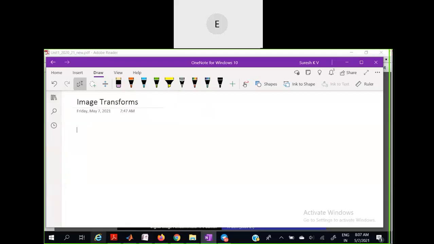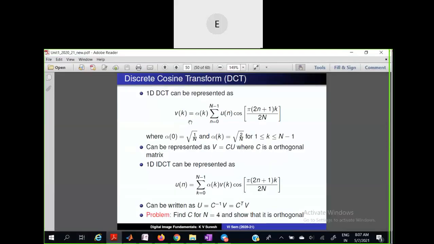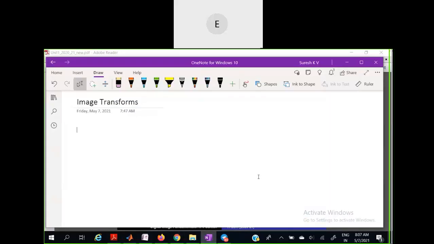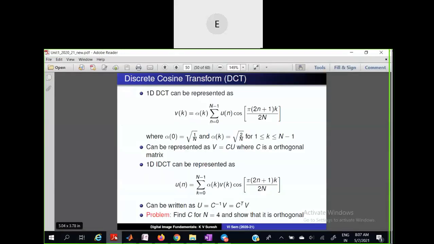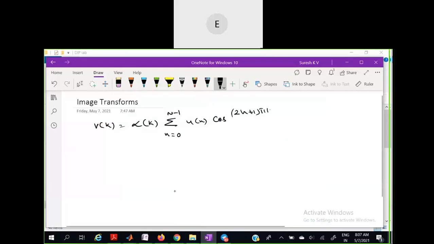Let us just look at the formula once again. It is V of k equal to alpha of k, summation n equal to 0 to N minus 1, u of n cos of (2n plus 1) pi k divided by 2N. So the transformation will be V of k is equal to alpha of k, summation n going from 0 to N minus 1, u of n, cos of (2n plus 1) into pi into k divided by 2N.